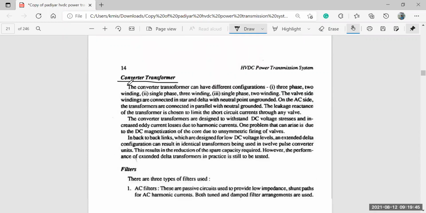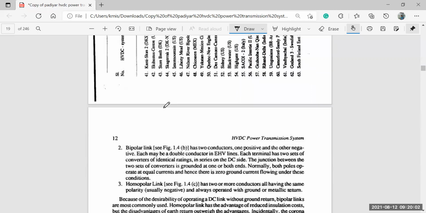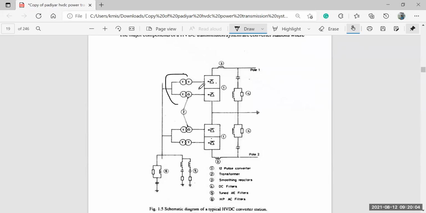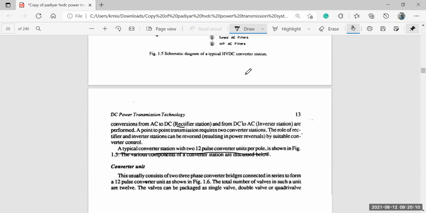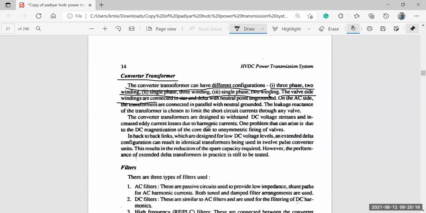this converter transformer. The converter transformer can have different configurations: three phase two winding, single phase three winding, single phase two winding. So the valve side windings, this particular point, converter transformer. These windings you could read out and write whenever asked. If around 10 or 12 or 16 marks questions are there, you could describe everything.